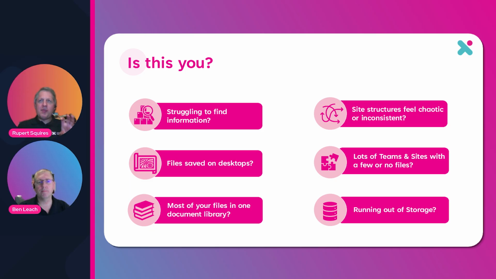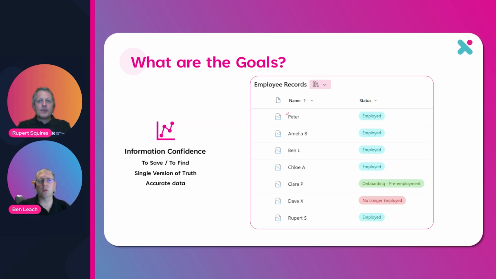Okay, so Ben, there's some of the challenges. Why don't we flip that? What are the goals? What does good look like when it gets to SharePoint? Yeah, so let's start looking at some of these goals. So I think the first thing is looking at information confidence. Ultimately, what we're trying to do here is make people feel comfortable that they know where to save things and they know where to find their information.